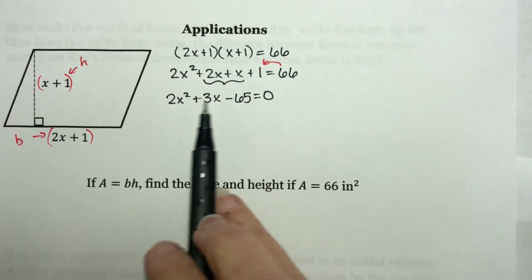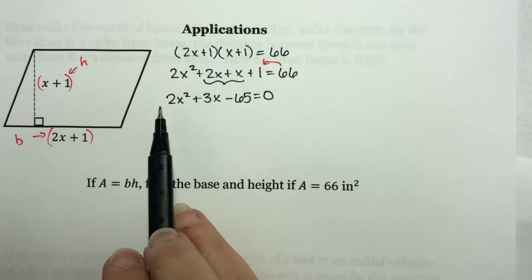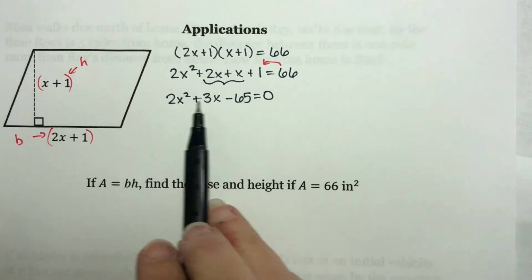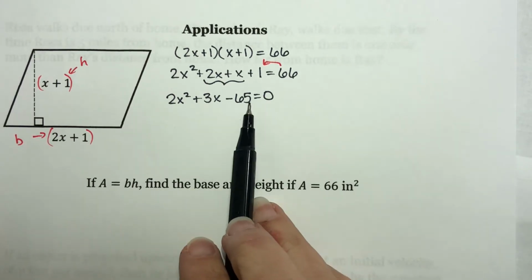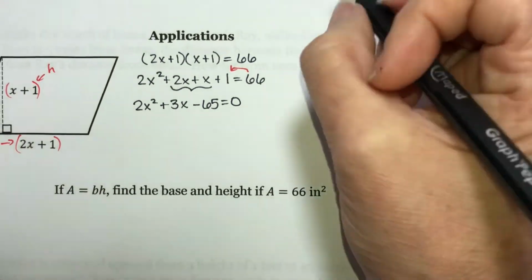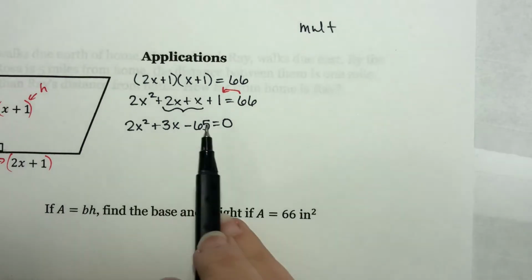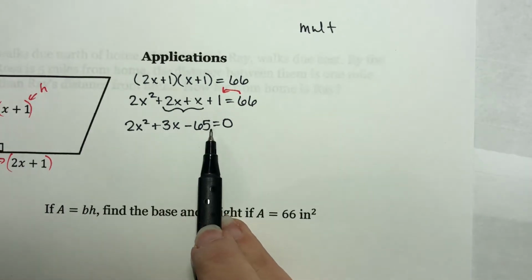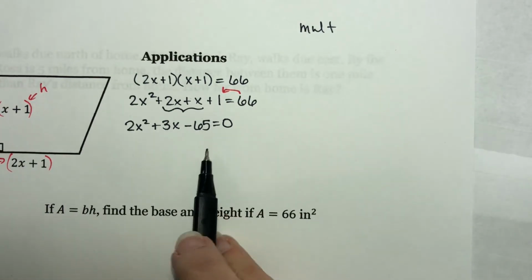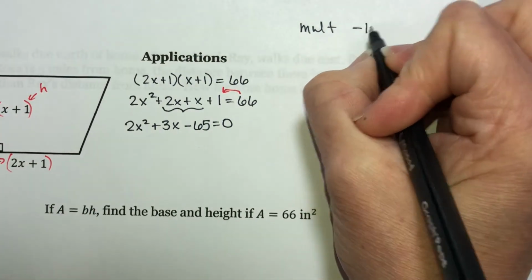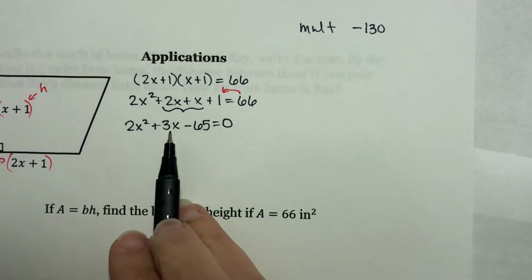Okay, so I need to solve this. I have 3 terms, no GCF, not perfect squares. So I'm going to be looking for two numbers that multiply to whatever 2 times negative 65 is, and that will be negative 130. And I want them to add to a 3.